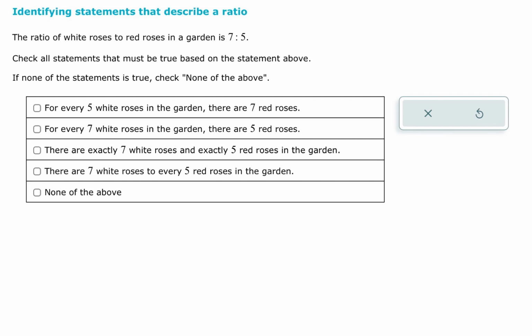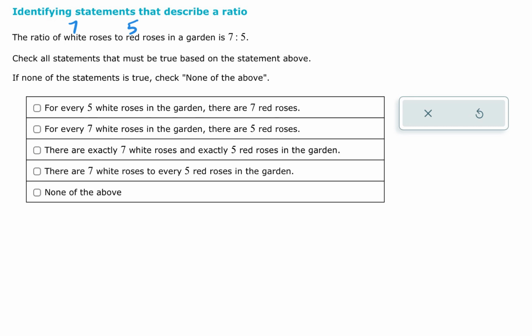This topic is identifying statements that describe a ratio, and this example says the ratio of white roses to red roses in a garden is 7 to 5. I'm going to go ahead and write 7 over white, 5 over red. Then we're going to check all the statements that are true.